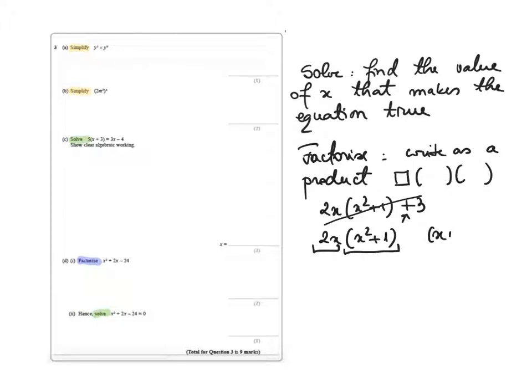I can have x plus 1 brackets x minus 2. This is a factor and this is another factor. But I cannot have x plus 1, for example, times x minus 2 plus 2 because of the plus here. So this is not factorized. Okay, so try the question by yourself and then check your answers.